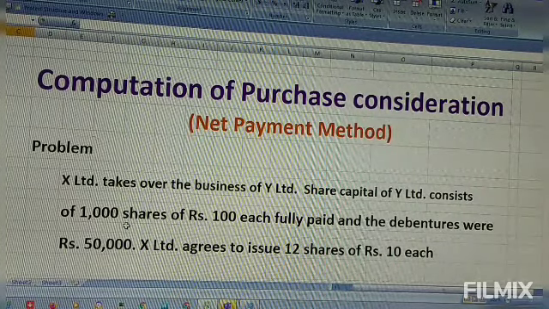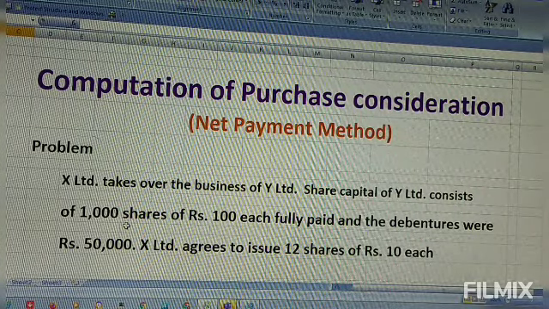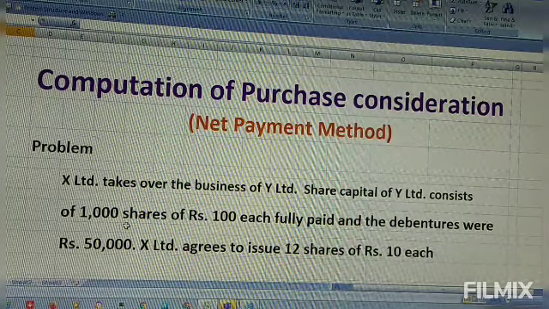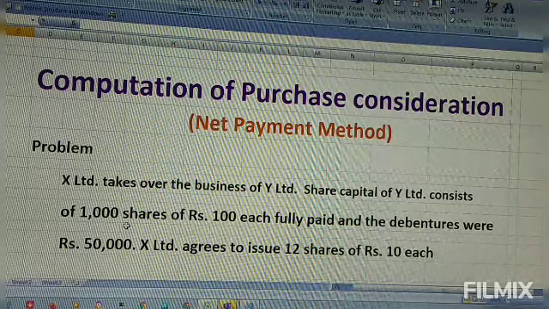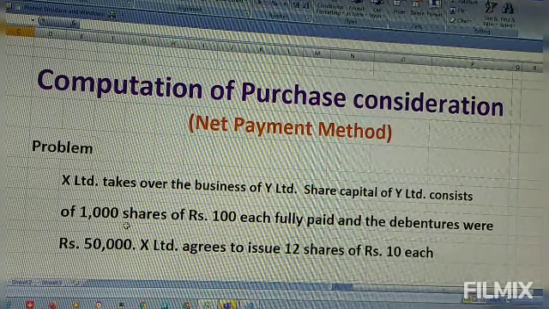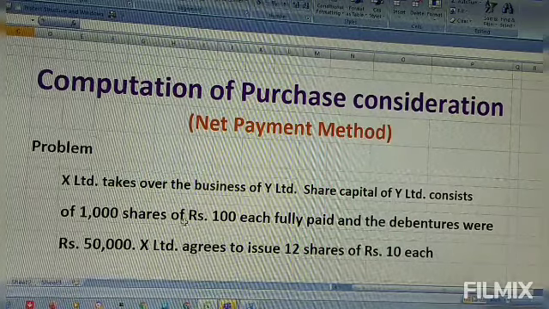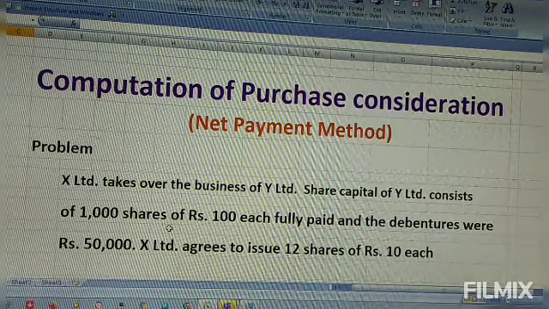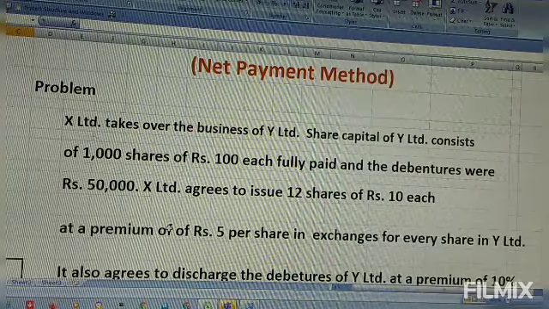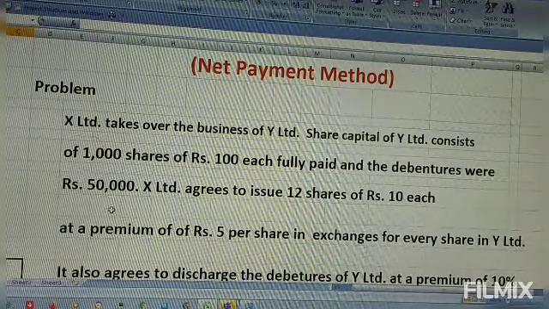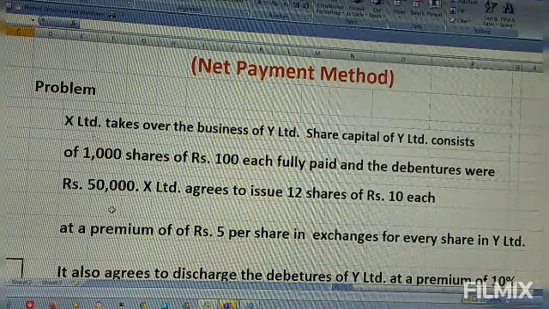Here what happens? X Limited takes over the business of Y Limited. Here X is the transferee company and Y is the transferor company. Transferor company means Y is going to transfer its business to X company. Share capital of Y Limited consists of 1000 shares of rupees 100 each, means 1000 into 100 comes to 1 lakh. Then debenture is worth 50,000, right?